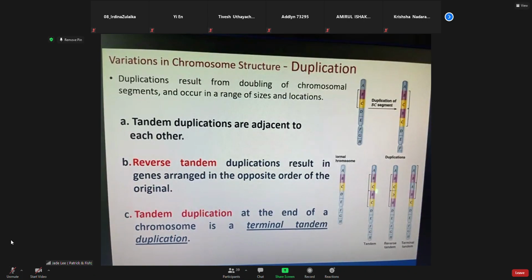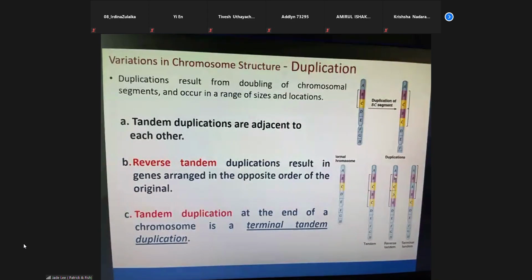Yes, doctor. Okay? Ini tandem. Kalau reverse tandem ialah A, B, C, C, B. Maksudnya dia B, C menjadi C, B. Dia terbalik. Okay, doctor. Boleh faham tak ni? Ini reverse tandem.